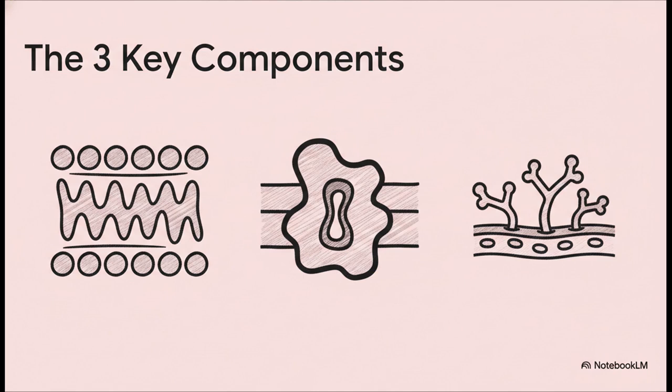First up, you've got the membrane lipids. These guys create the basic fabric of the wall. Then you have the membrane proteins. Think of these as the workers, the bouncers, the channels, the doors. And finally, there's the glycocalyx, which is basically the cell's unique ID badge.